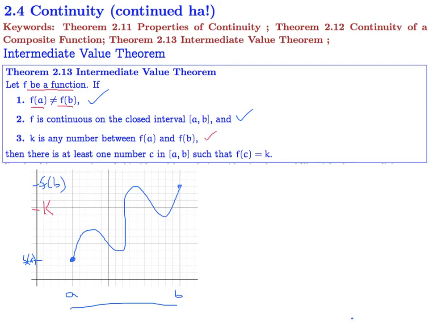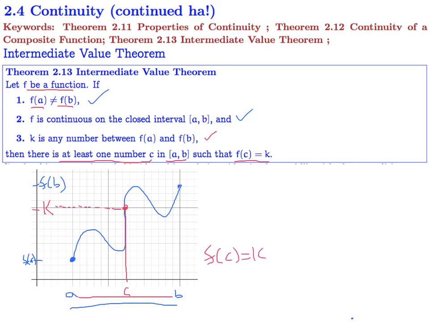So that's done. The conclusion says then that there is at least one number c in the interval a b so that f of c equals k. So what this is telling me is that somewhere in here between a and b there's a c so that f of c equals k. So basically, if I take k and I go over to my graph here, I need to be able to hit something so that I can go down and grab a c, so that in this case f of c equals k.